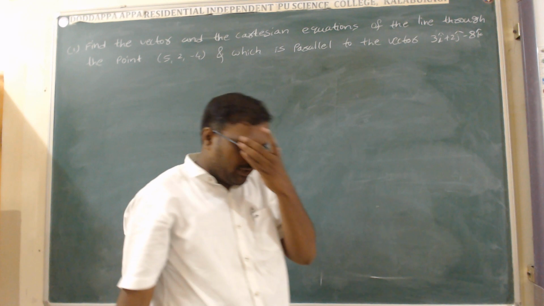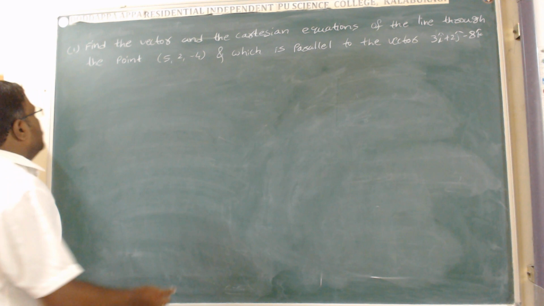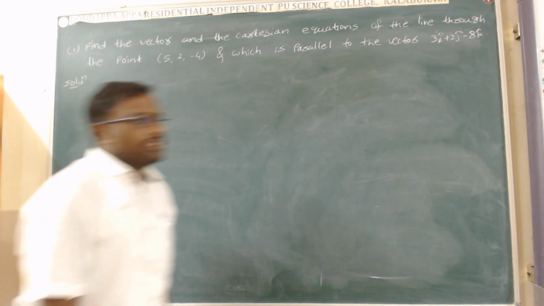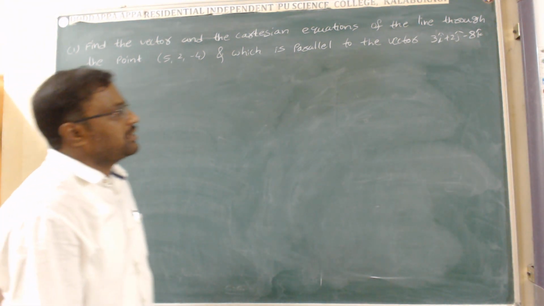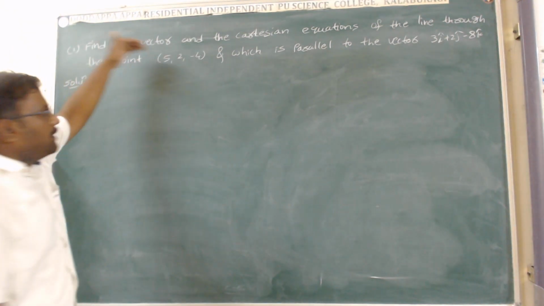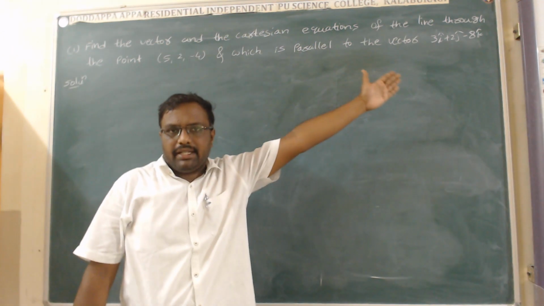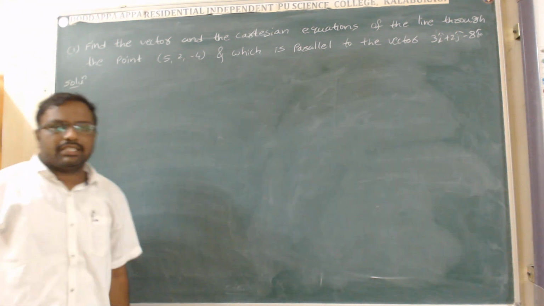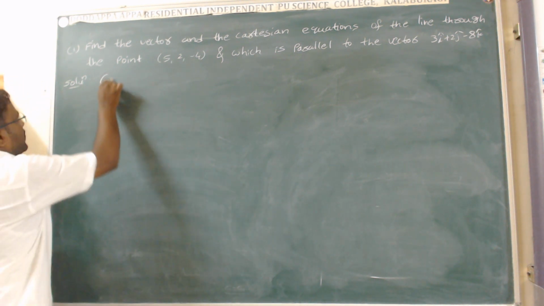Next we go for some problems related to the previous theorem. What is given? Find the vector equation and Cartesian equation of the line through the point (5, 2, minus 4) and parallel to the vector 3i plus 2j minus 8k. We know that the vector equation means vector r equals vector a plus lambda vector b, and the Cartesian equation means x minus x1 divided by a equals y minus y1 divided by b equals z minus z1 divided by c.